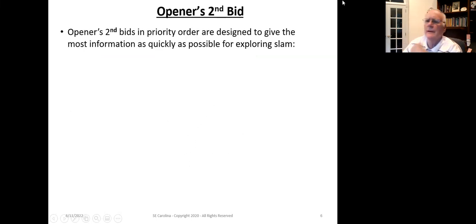So let's take a look at opener's second bid. The responder has initiated the Jacoby bid by bidding 2 spades or bidding 3 clubs. Okay, there's a set of bids. The opener's challenge is now to describe his or her hand as accurately as possible, where the bids are in priority order, structured to provide the greatest amount of information to the responder in terms of exploring slam.